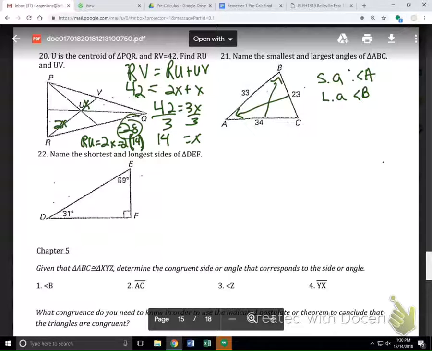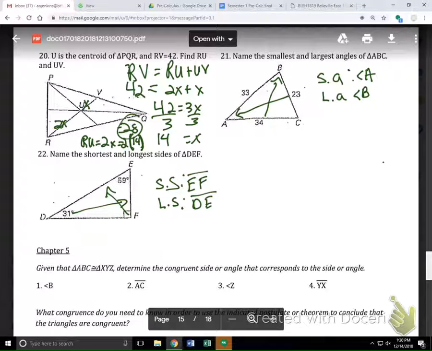Over here, we want to name the shortest and longest side. My shortest side is going to be across from my shortest angle. My shortest angle is 31. So my shortest side has to be BF. And then we have longest side, which is going to be across from my biggest angle, which is DE. That's right, class.